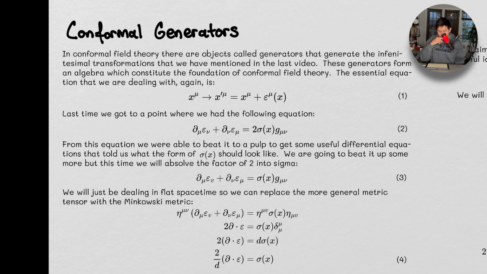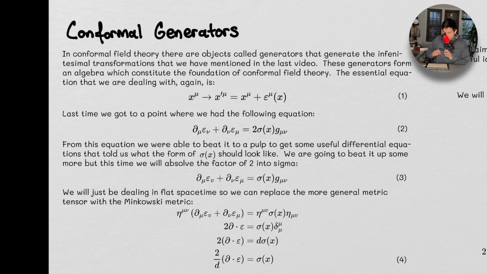So in conformal field theory, there are objects called generators, and these things generate infinitesimal transformations that we mentioned in the last video. These generators form an algebra, which constitutes the foundation of conformal field theory. And we're going to talk about that as well in our next video, the algebra.